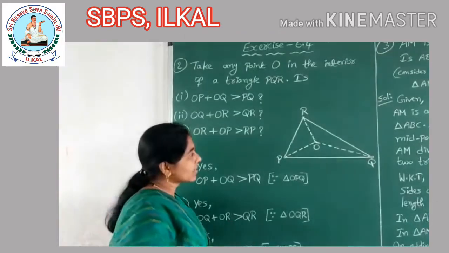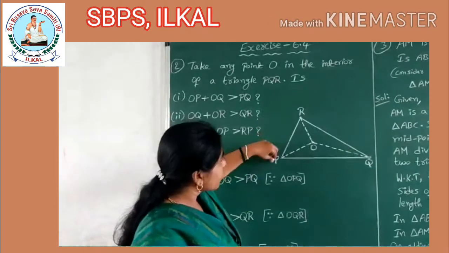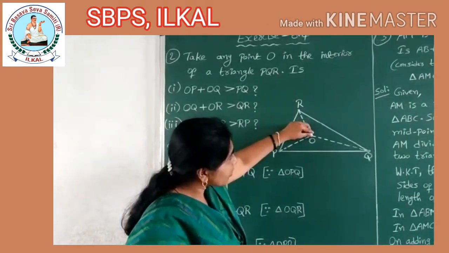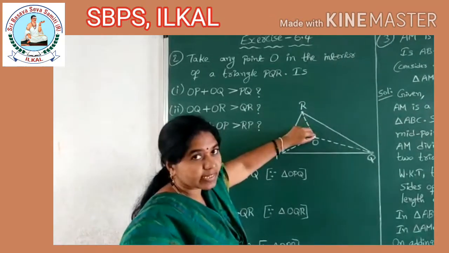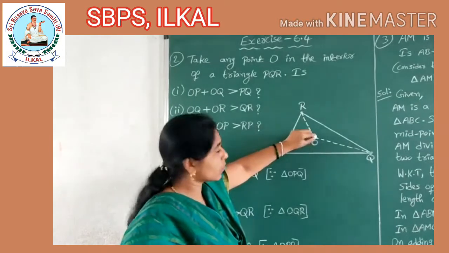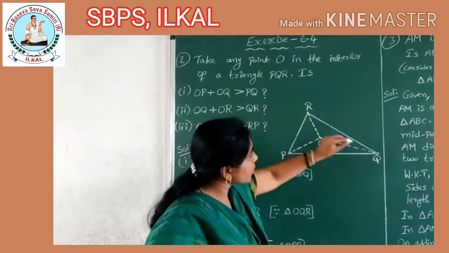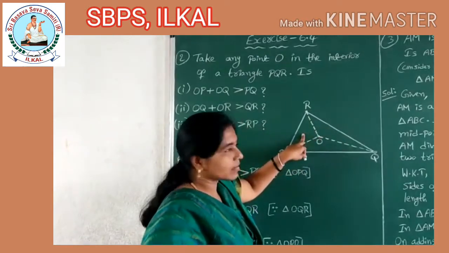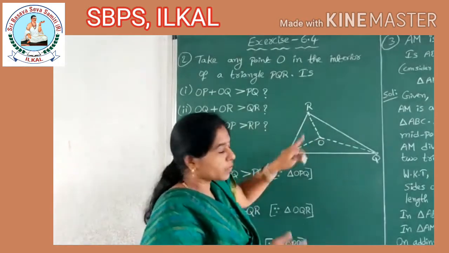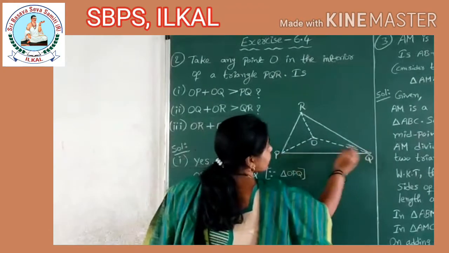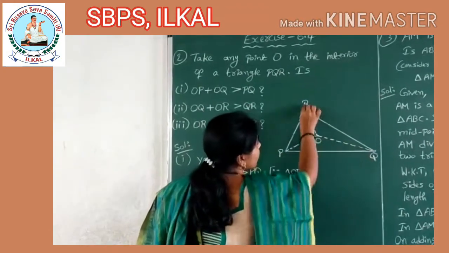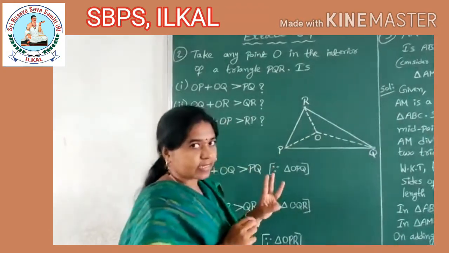Next question, children. Observe this given figure. PQR is a triangle. O is a point in the interior. They have considered one point in its interior. Okay. When we join OR, OP and OQ, three different triangles are formed: OPQ triangle, ORQ triangle and ORP triangle. Three triangles are there. Okay.